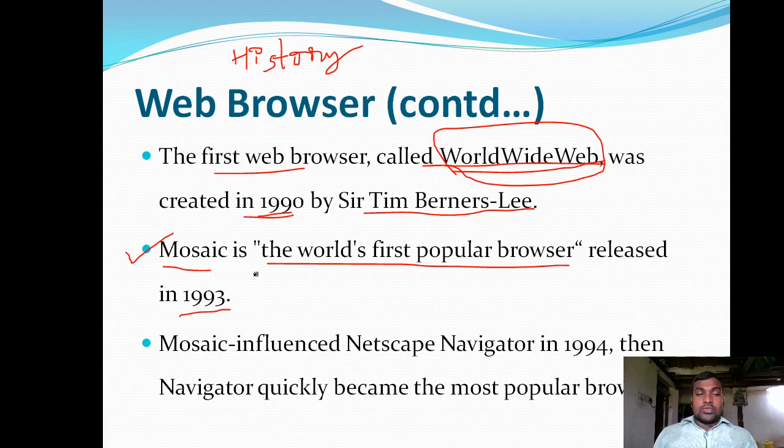Based on Mosaic, it influenced Netscape Navigator in 1994, and Navigator quickly became the most popular web browser. Mozilla Firefox is the later version of this Netscape Navigator. So Netscape Navigator was introduced in 1994, and based on this, the popularity moved to Netscape Navigator from Mosaic.